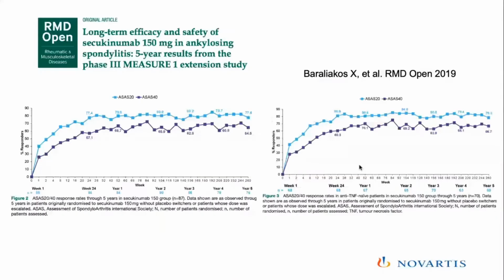So we also have the 5-year results from the phase 3 MEASURE 1 study, and as you have seen in the 4-year result, the ASAS20 response was quite good. 77.6% patients had good ASAS20 response, as well as 64% patients had ASAS40 response. And this was in anti-TNF naive patients. Almost 78% patients had ASAS20 response even at 5 years. So that's a very good thing to know.